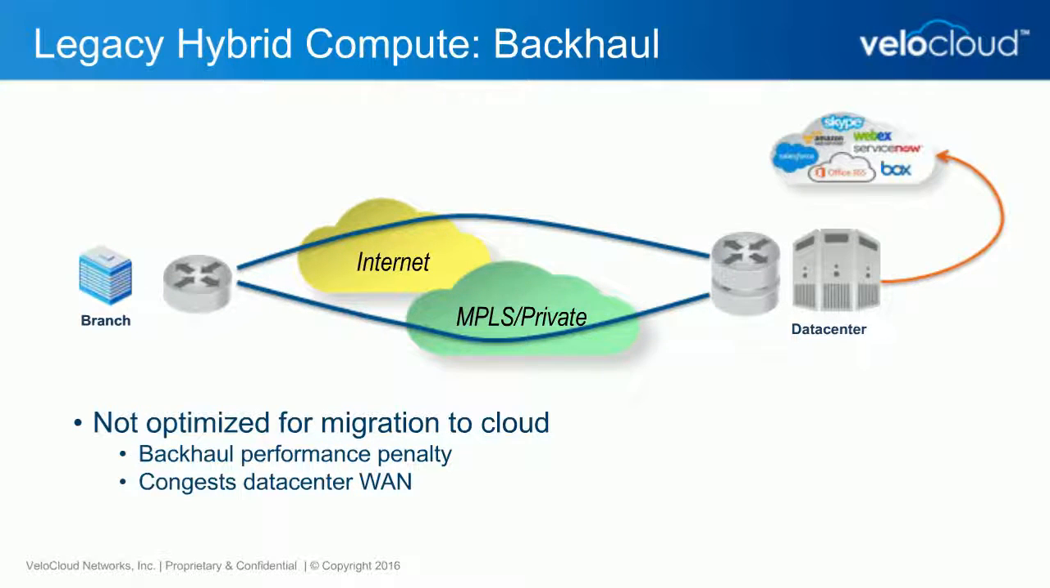So let me go back and look at a historical perspective on legacy hybrid. The typical setup, as I said, is an all on-premise solution, whether it's a legacy router or in fact even some other SD-WAN solutions. We will add internet to the private circuits to build out a hybrid network from the branch to the data center, but it's not optimized for migration to the cloud.